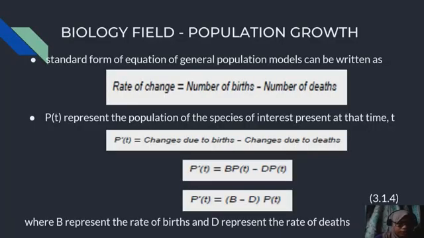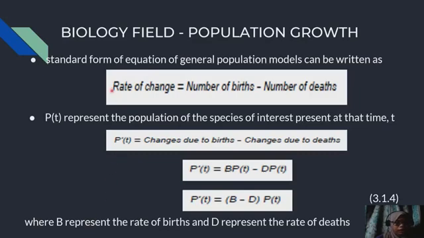The first principle and application of the differential equation is in the biology field, which is the population growth. The standard form of equation of general population models can be written as rate of change is equal to number of births minus number of deaths. Let P(t) represent the population of the species of interest present at that time t.